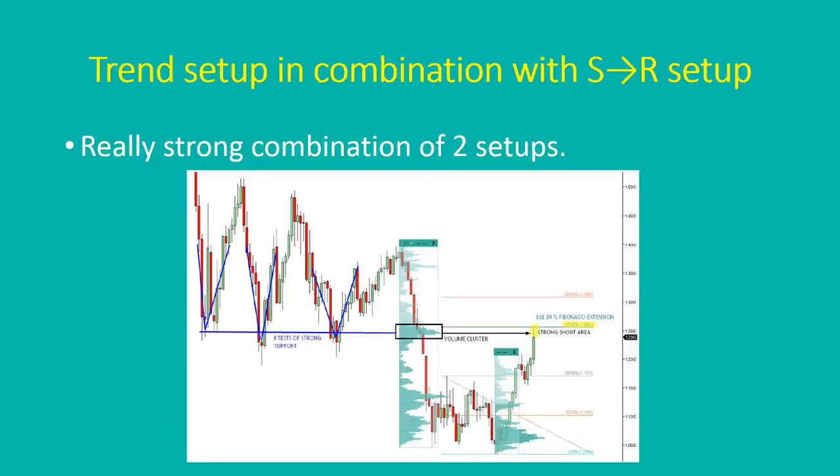Alright? Now there is one very strong combination of two trading setups. The first setup is the trend setup, and the second setup is the support becoming resistance setup, or vice versa, resistance becoming support setup. This is a setup which I already covered in the price action section. Basically, you want to see something like on this picture.